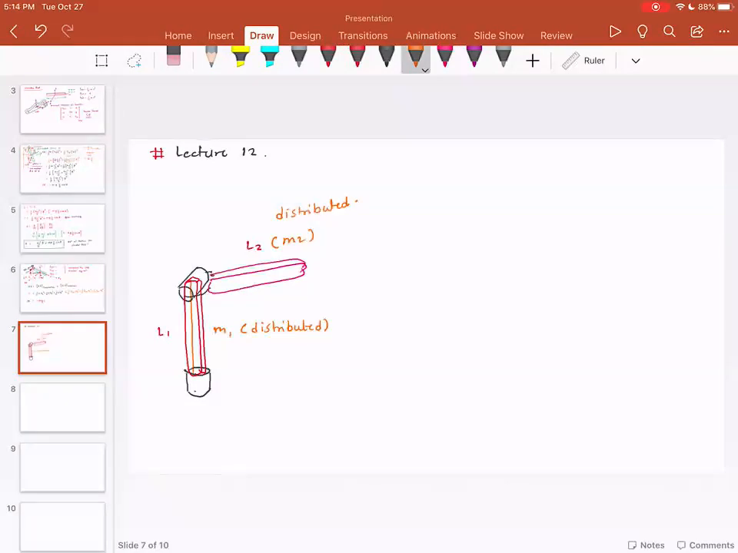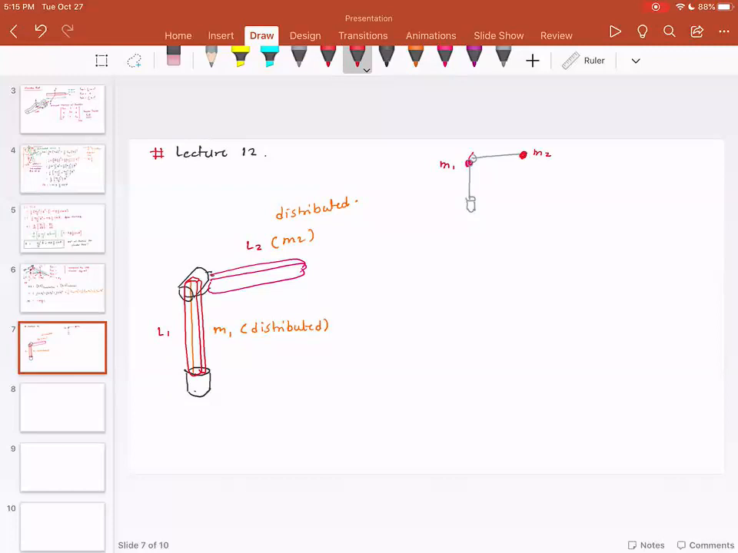Now, how is this problem different from the problem that we solved in last class? In last class, we had a revolute joint, but the total mass for link 1 was concentrated at the end. Then we had another revolute joint, and the mass for link 2 was concentrated at the end. So you had M1 and you had M2. Unlike that problem, now the mass is distributed.